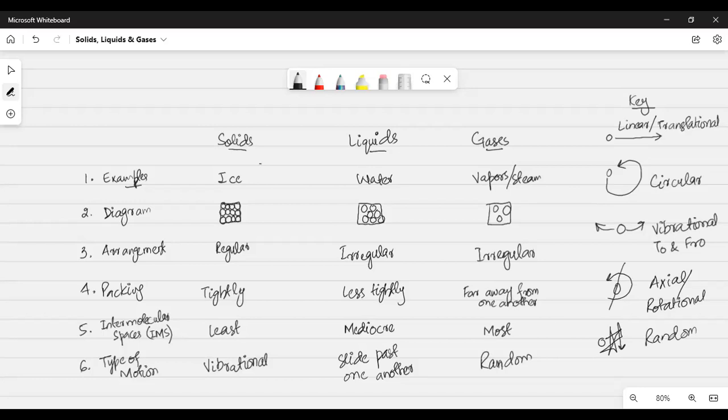They were definitely traveling in a straight line. After collision, they're going to change direction and move to the opposite side, maybe in a totally different direction. So, random motion. Random means a mixture of many kinds of motion. So I hope this gives you a complete idea about the differences of solids, liquids, and gases.